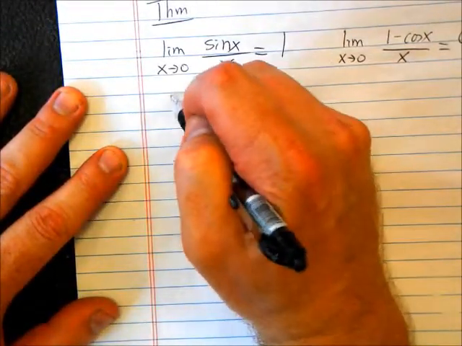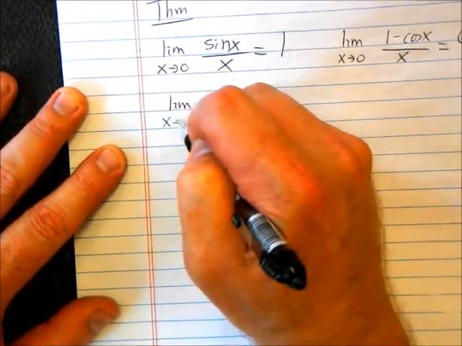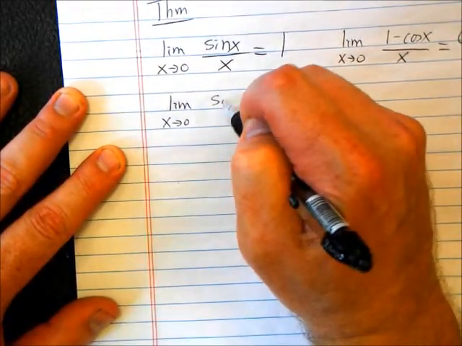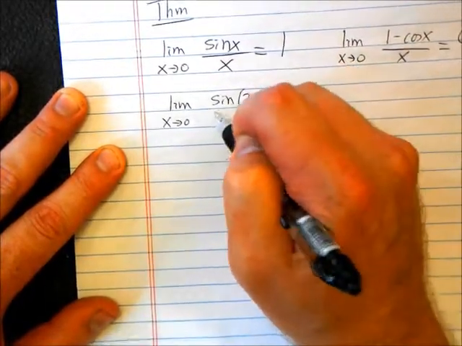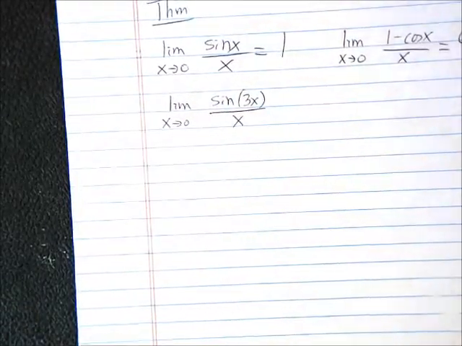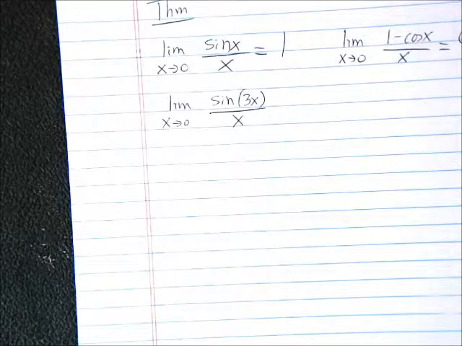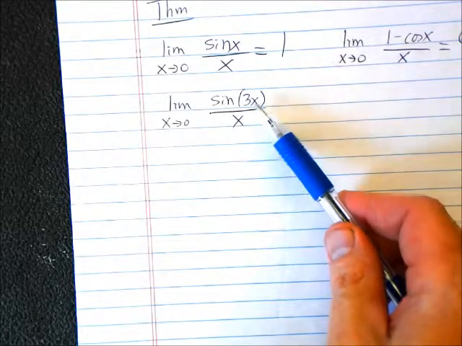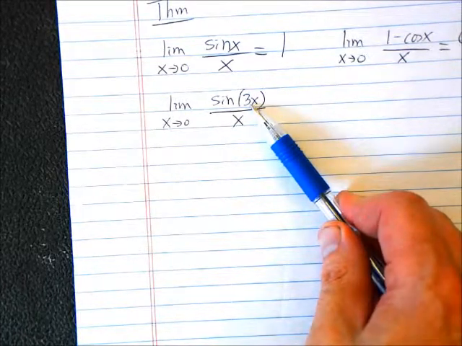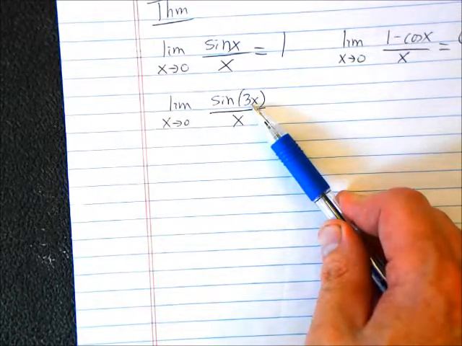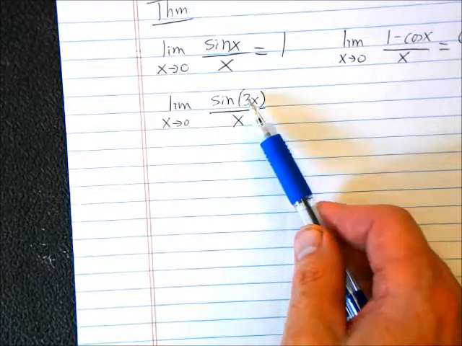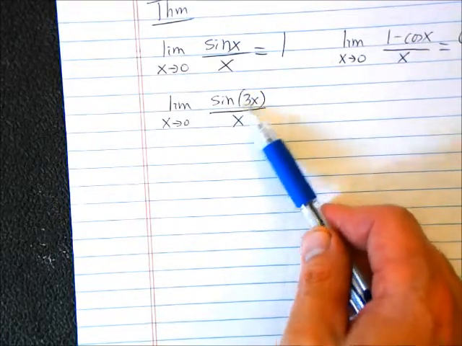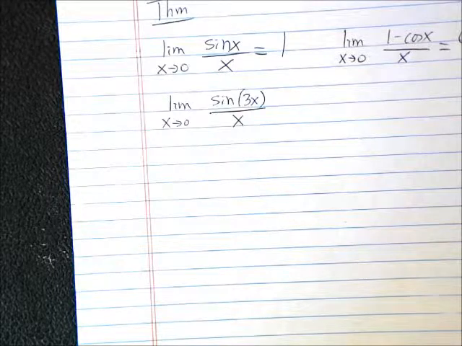You might see the limit as x goes to 0 of sine 3x over x. What we wished happened, we wished that this 3 wasn't here. Because if this 3 wasn't here, the problem would be really easy. If the 3 wasn't here, the answer would be 1. So what we have to do in a sense is fix the fact that that 3 is there. What do we do?